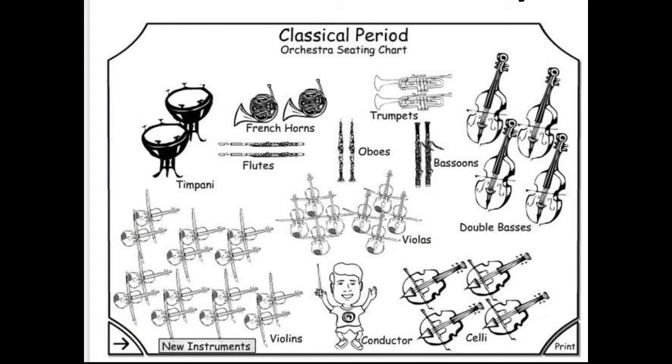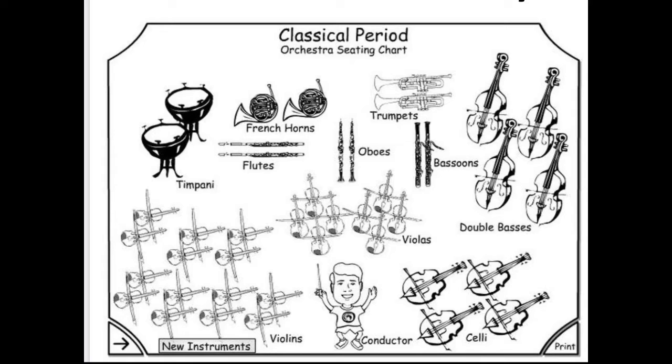The classical period orchestra setup started in the front. We'll start in the front. If you see there, you see the violins to the left of the conductor. And then you see the violas right in front of the conductor. And then you see the celli, or that's plural for cello, over to the right of the conductor.